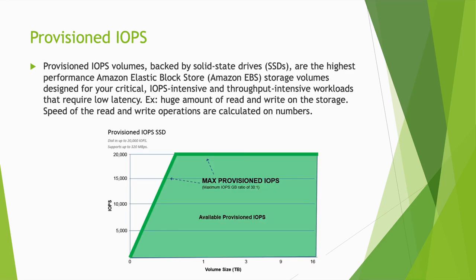The next one is provisioned IOPS. These provisioned IOPS volumes are backed by solid state drives, and these are the highest performance oriented storage capacities provided by AWS. Especially, these are used to bear the huge load of input output operations based on a task.